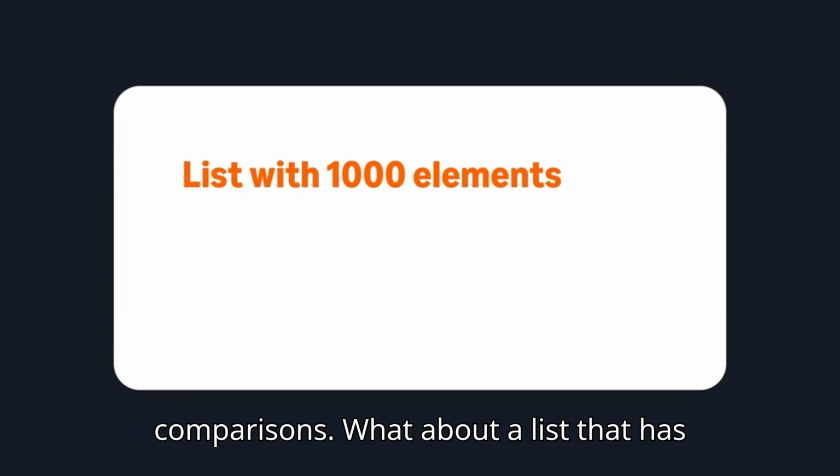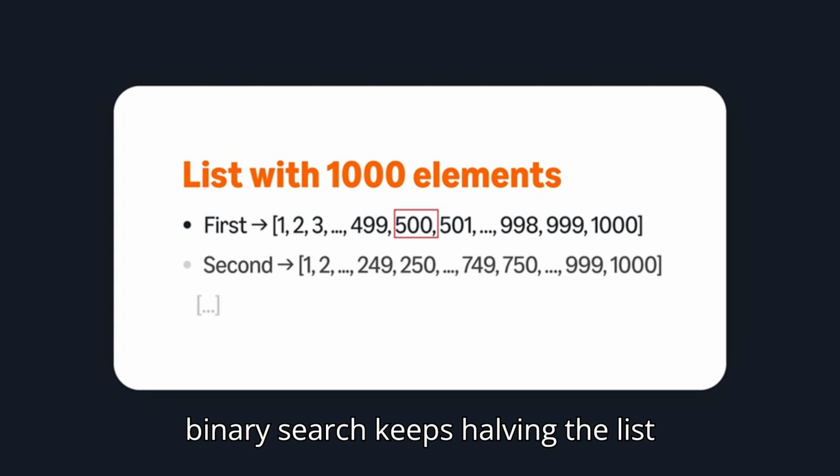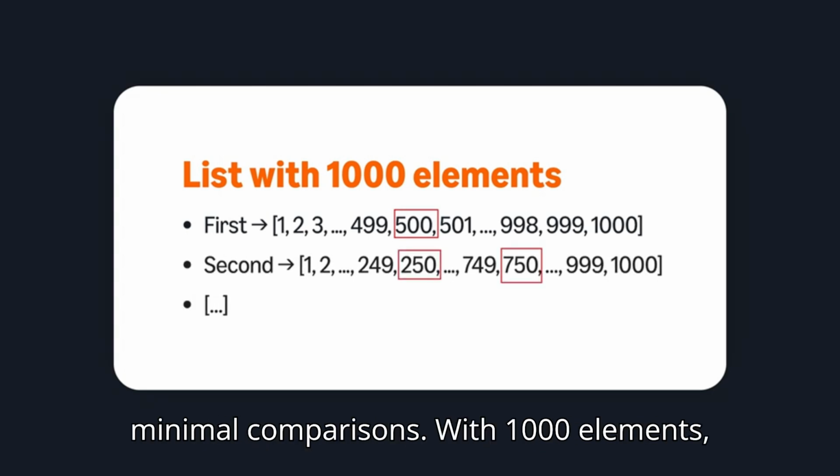What about a list that has 10 times as many elements? Once again, binary search keeps halving the list until it pinpoints the target value with minimal comparisons.